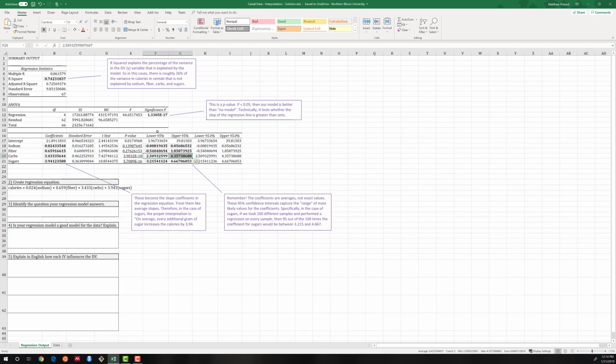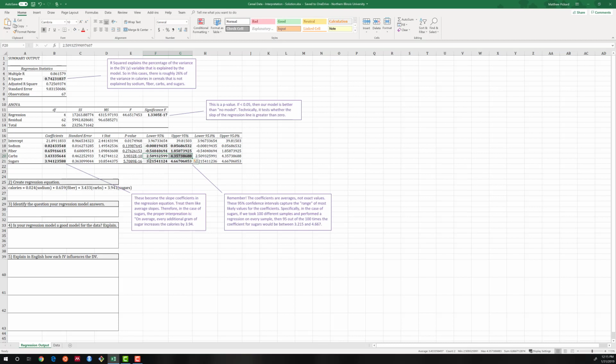What this is right here, this lower and upper 95%, those are 95% confidence intervals for this coefficient, which basically means if I went out to this cereal data and I took 100 different samples, 95% of the time, or 95 out of the 100, when I created a regression model from those samples, my coefficient is going to fall between 2.509 and 4.357. So there's going to be some variation in my coefficient values when I create a model from a different sample. And that's really important.